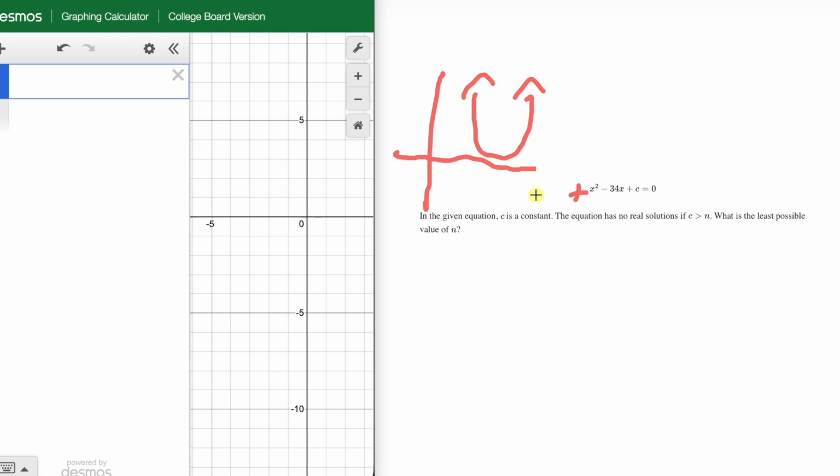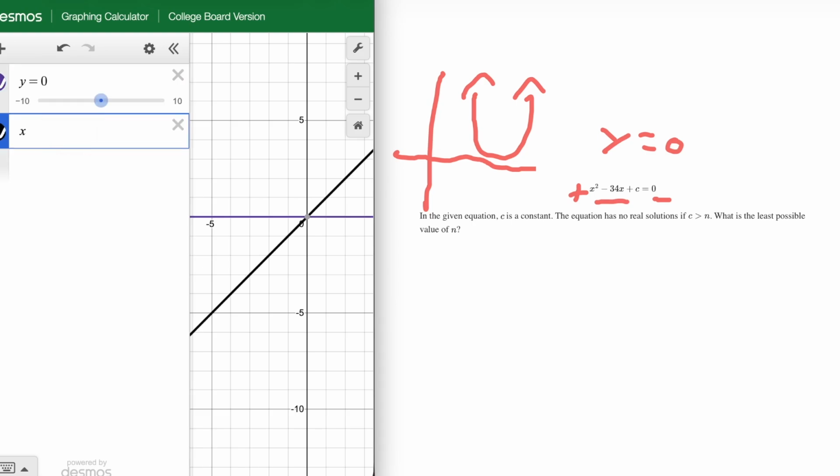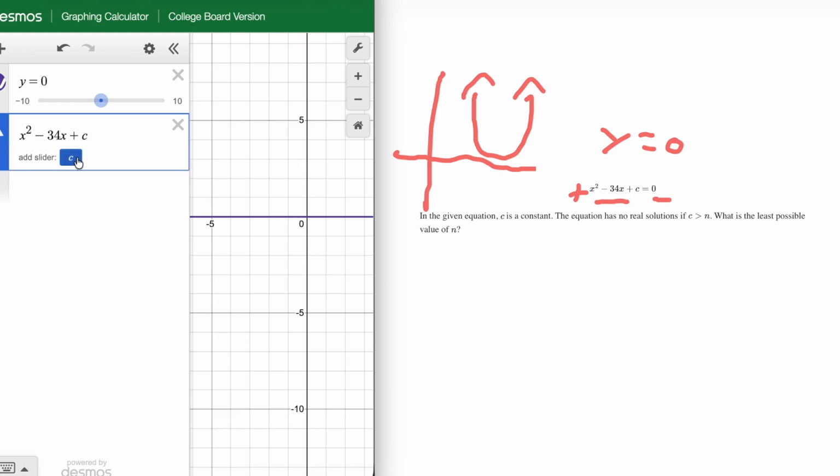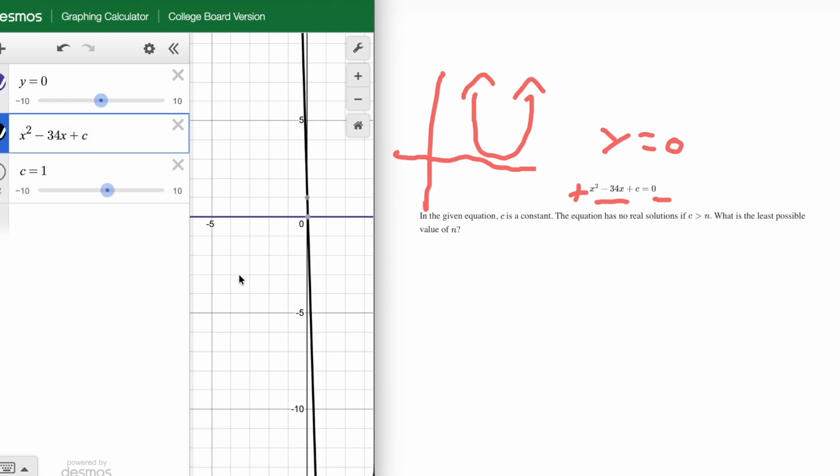So utilizing this, I can just graph this right here and graph this right here. So y equals 0, then y equals this, and then I can use a slider for c to see what value of c is true, so these two lines never intersect. I would just write y equals 0, and then x squared minus 34x plus c, and then it gives me an option to add the slider for c.